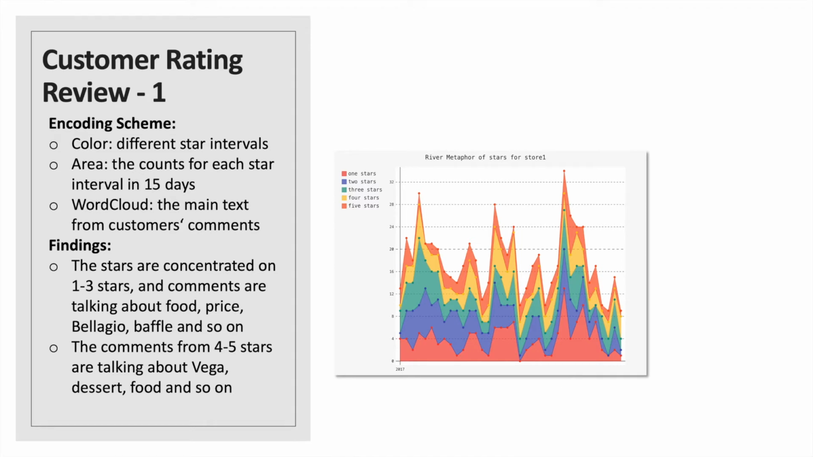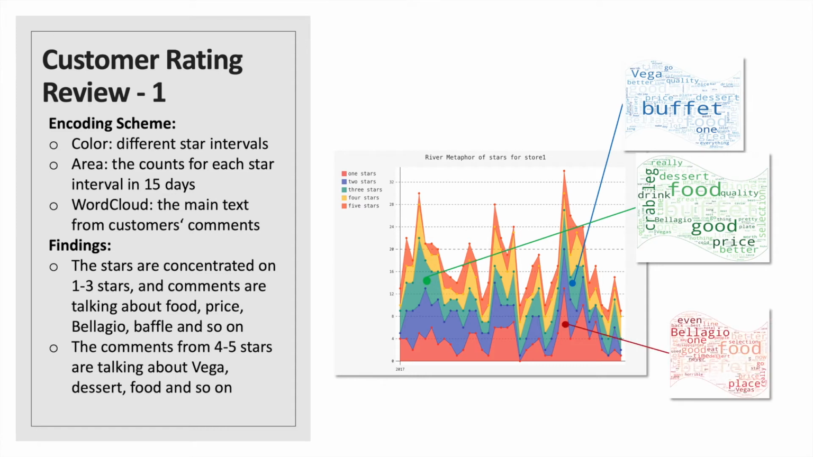Okay, the next visualization is customer rating review. The color encodes different star intervals, and the river encodes the counts for each star interval in 15 days, and the word cloud is mainly for customer comments. So we can find that the stars are concentrated on 1 to 3 stars, and comments are talking about food, like fried, pork belly, buffets, and so on. And the comments from 4 to 5 stars are talking about vegan, dessert, food, and so on.